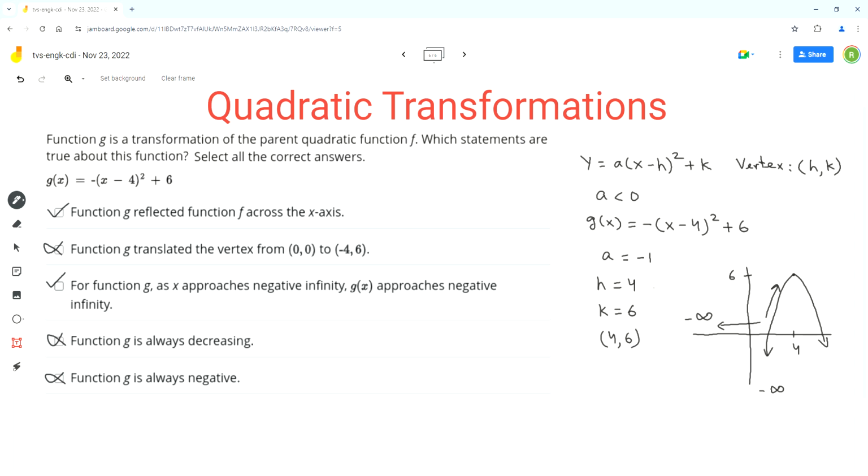So these are the steps you have to keep in mind to solve a problem like this one. I hope you'll find this video useful.